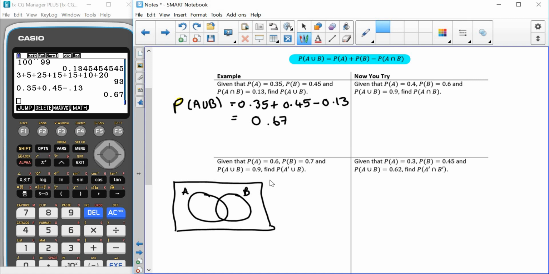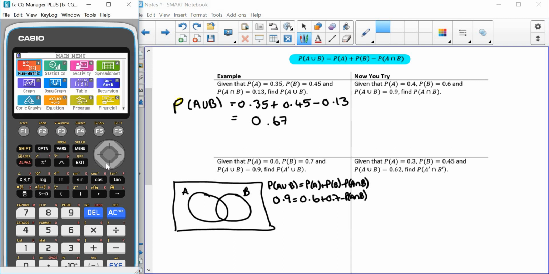So if we write down our addition rule, the probability of A or B equals the probability of A plus the probability of B minus the probability of A and B. Sorry, I've gone over a little bit into the next box. That means that we know 0.9 equals 0.6 plus 0.7 minus whatever our probability of A and B is.